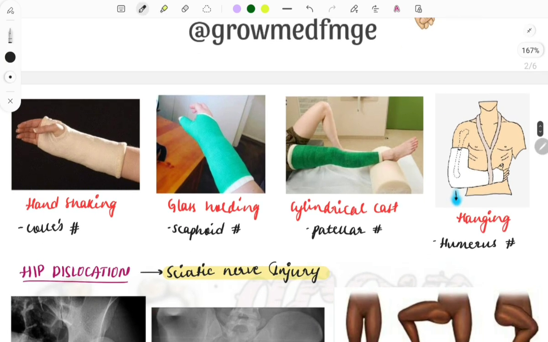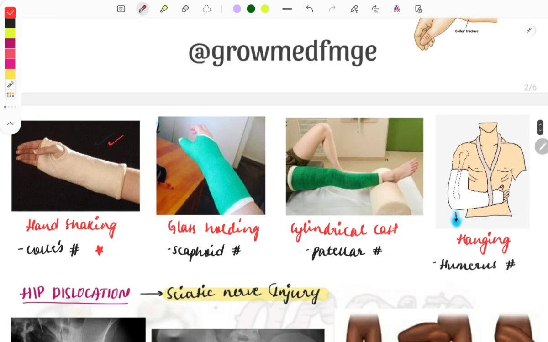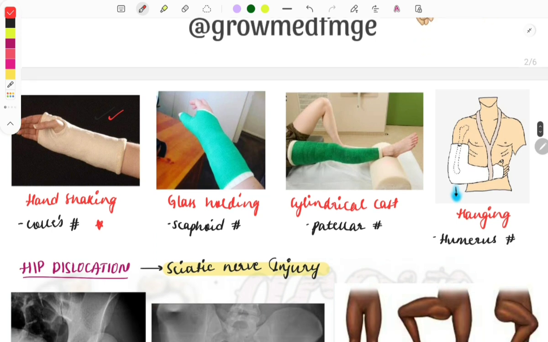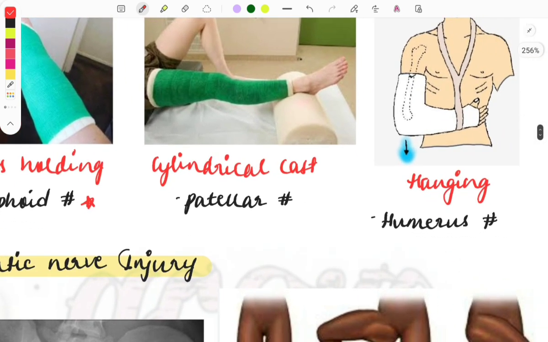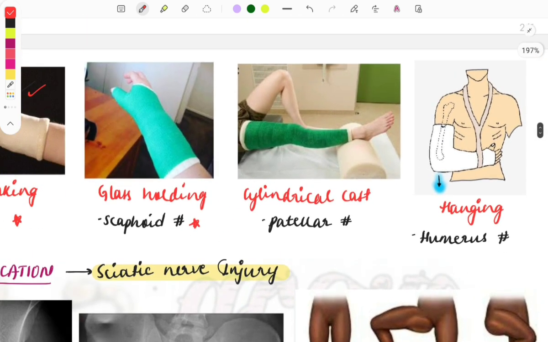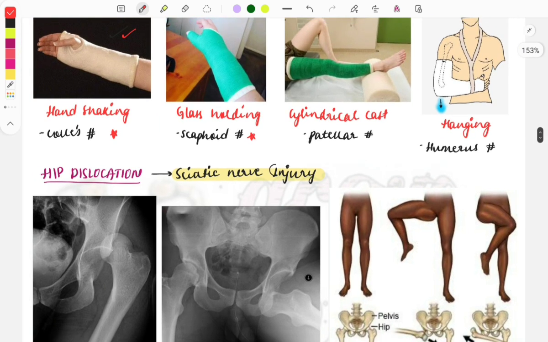These are the four important casts which you must know. The first one is the hand shaking cast, used to treat the Colles fracture, as we discussed. Hand shaking cast, Colles fracture. The next one is the glass holding cast, used to treat the scaphoid fracture. Next, the cylindrical cast is used for the patellar fracture, and then the hanging cast is used for the humerus fracture. So these were the important casts.